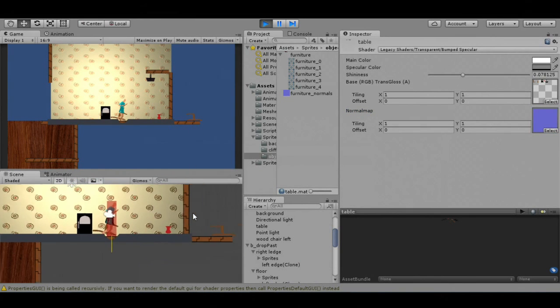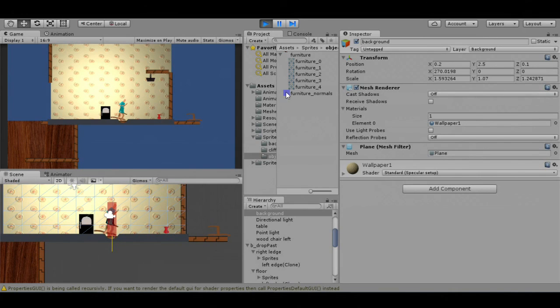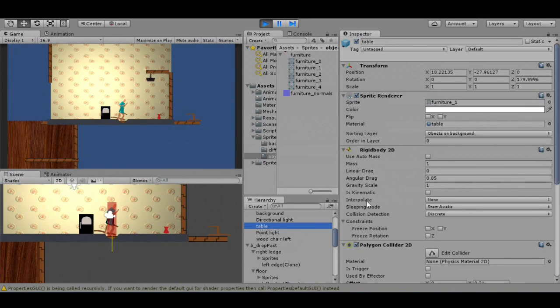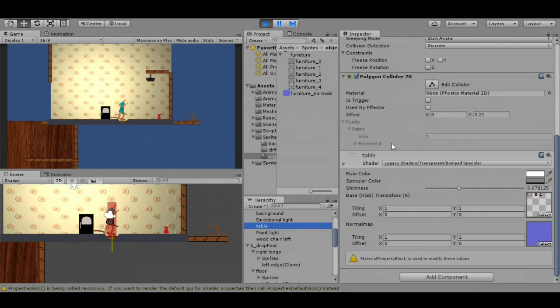So now that I've done it once or twice, I can do it an infinite number of times is my idea. So that actually uses a sprite renderer, and the element is this legacy shader. Oh my goodness.